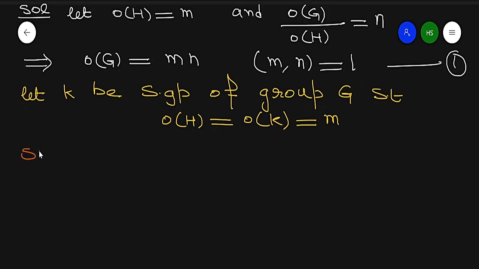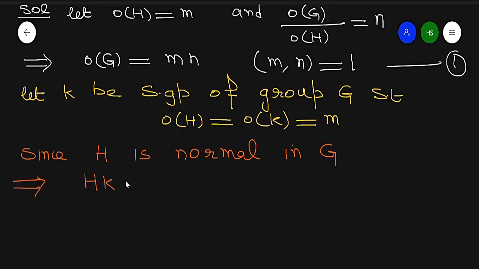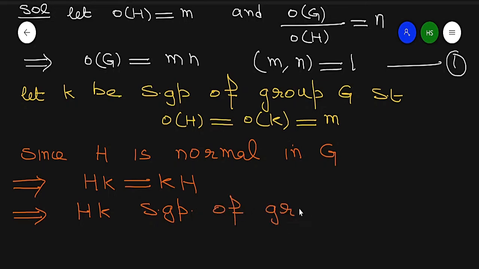Now, since H is normal in G, this is a normal subgroup in G, then it implies HK is equal to KH. So it means HK is a subgroup of group G by using the previous result.